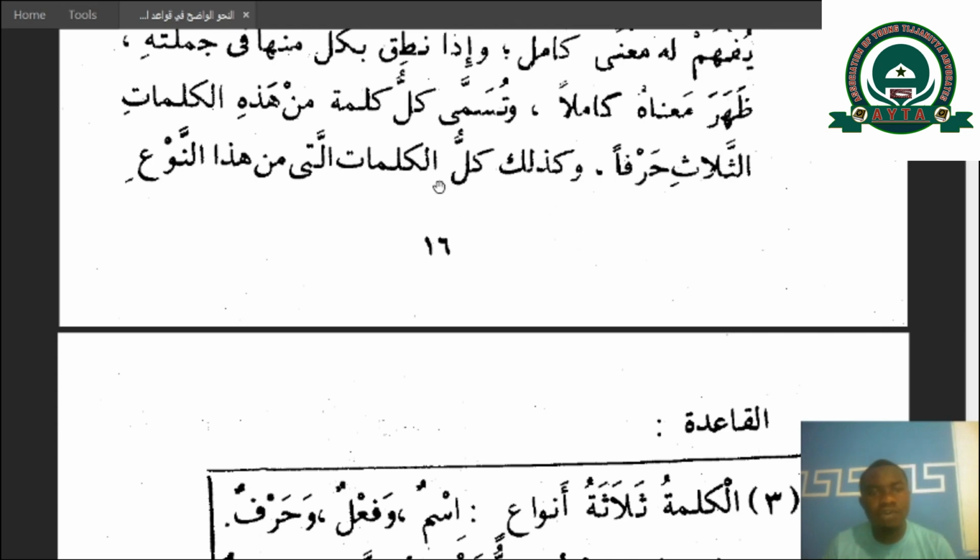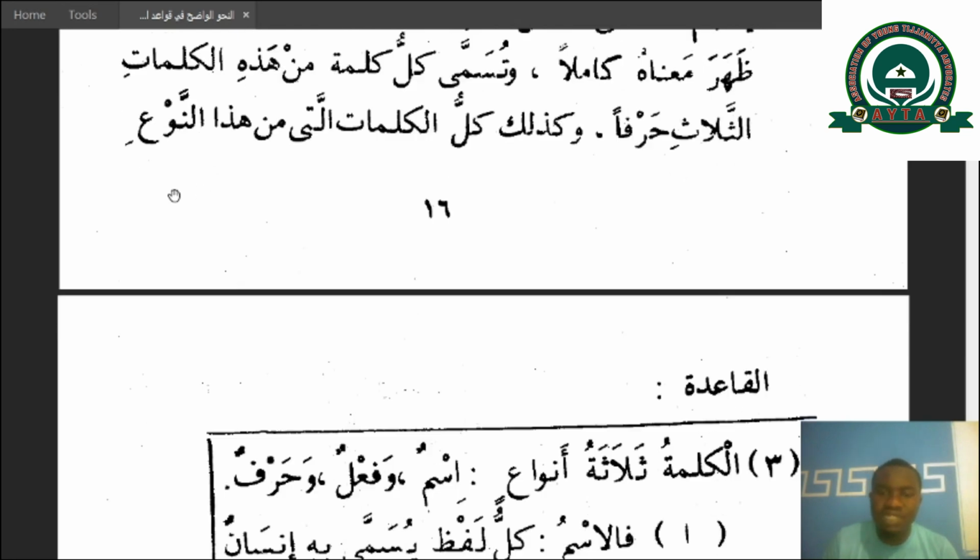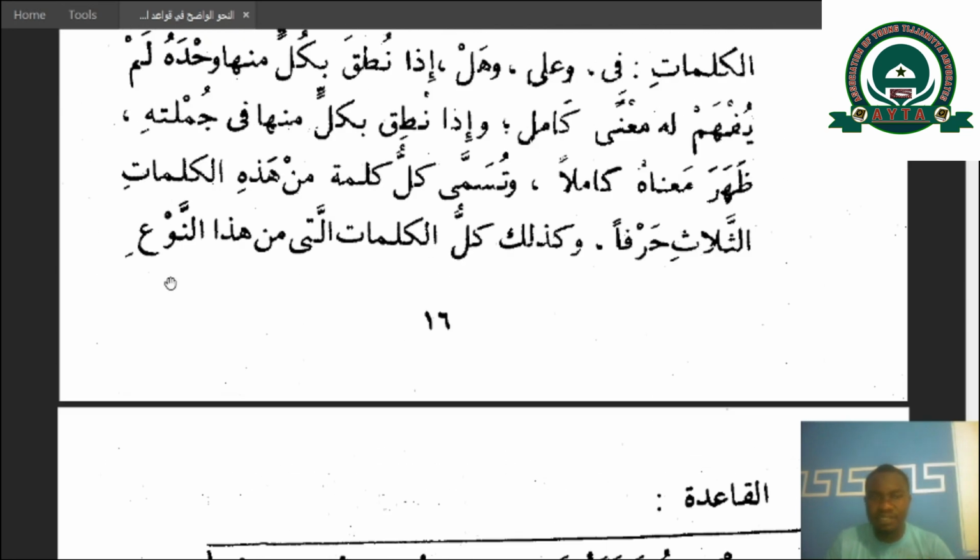And likewise all the words of this type, words that do not give a complete meaning unless found in a sentence, are all called harf. And so these are the three parts that make up a sentence: ism, fi'l, harf. These are also what we call aqsam al-kalam. When we read books like Alfiya and Ajrumiyya, you realize they put this under aqsam al-kalam, that is, the partitions of words.